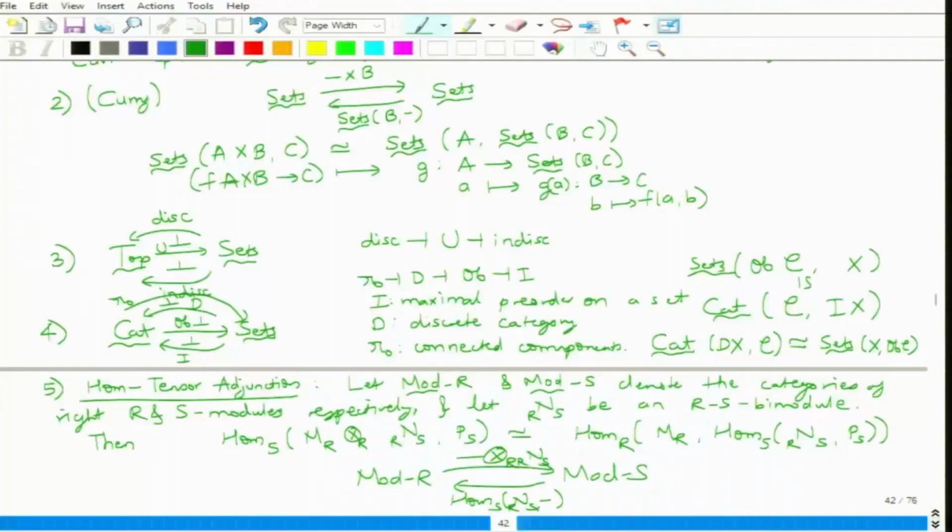Home N comma P is a right R module because home is contravariant. So because N is a left R module and it's in the first component, it becomes a right module. You have to write those things down, otherwise it can become confusing. But I gave you the most general form anyway. So it's very similar to what this is.